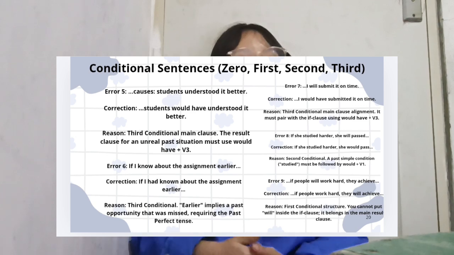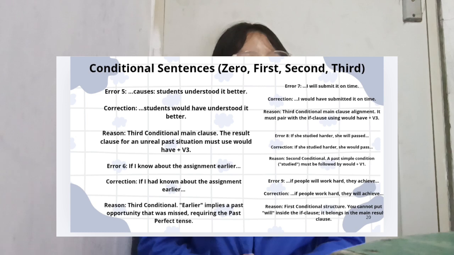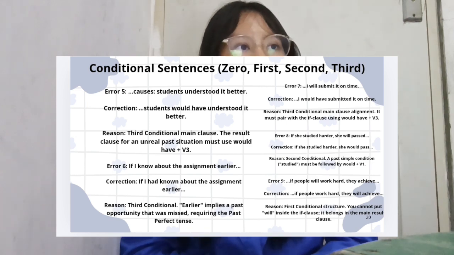Error 7: I will submit it on time. Correction: I would have submitted it on time. Reason: Third conditional main clause alignment. It must pair with the if clause using would have plus verb 3.